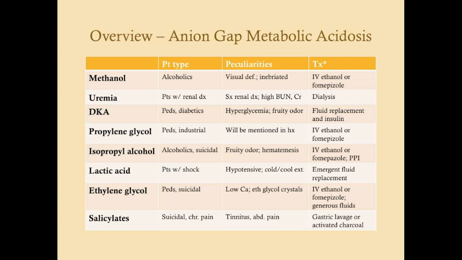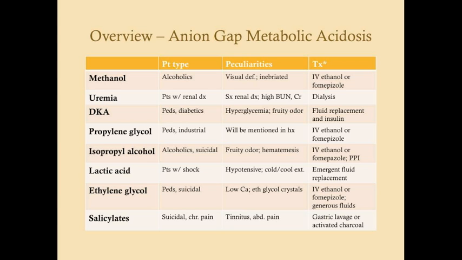Methanol primarily presents in alcoholics. They're going to have visual deficits and appear inebriated. You may hear a history of them using moonshine or homemade alcohol. And the treatment is IV ethanol or fomepizole. Uremia, you're going to have patients with renal disorder. The peculiarity is that they're going to have labs that suggest renal disease, and the treatment is dialysis.